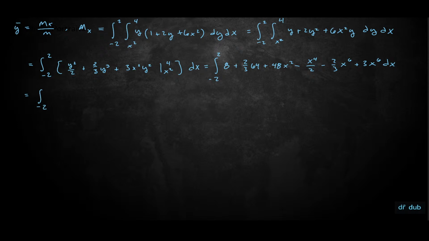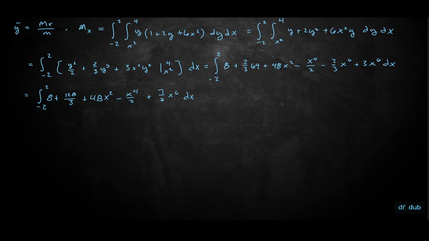So the integral from -2 to 2, 8 plus 2/3 times 64. Let's see, 64 times 2 is 128. So 128 over 3 plus 48x squared minus x to the 4 over 2. Let's see, 3 minus 2/3... 9 minus 2 is 7/3, so plus 7/3 x to the 6 dx. And I guess I could technically combine the first two into a single constant, but let's see, is this an even function? It is an even function.